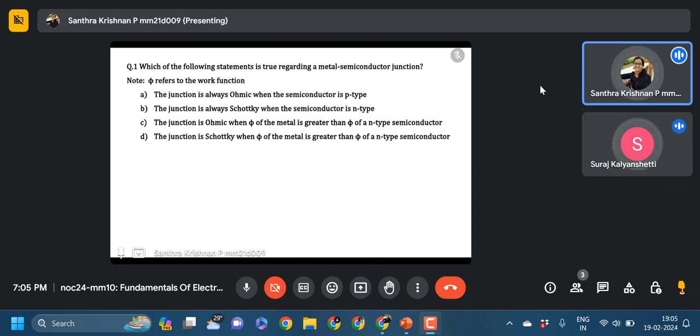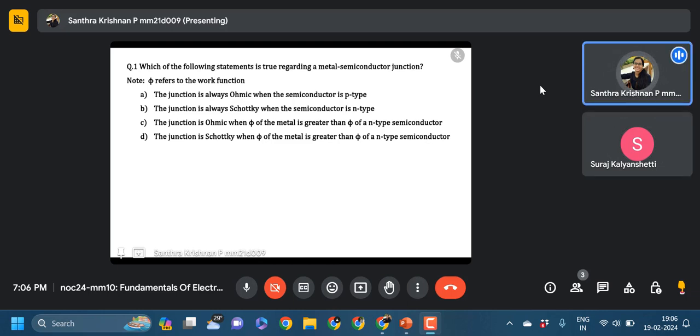Which of the following is true? A: the junction is always ohmic when the semiconductor is p-type. B: the junction is always Schottky when the semiconductor is n-type. C: the junction is ohmic when the phi of the metal is greater than the phi of the n-type semiconductor. D: the junction is Schottky when phi of the metal is greater than the phi of the n-type semiconductor. D is correct, and C, A and B are wrong.